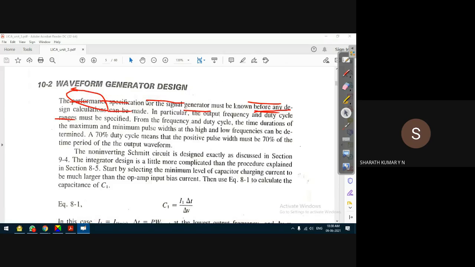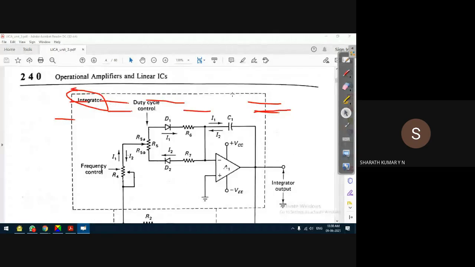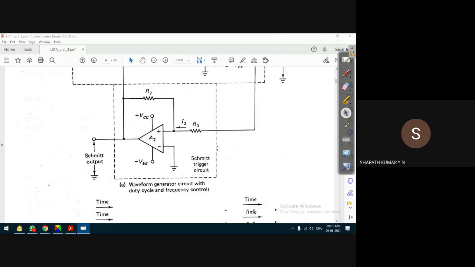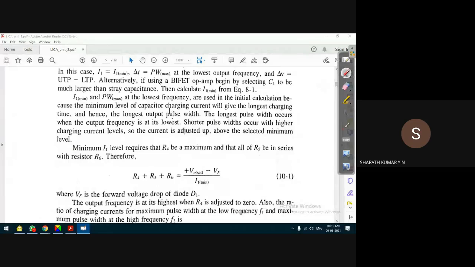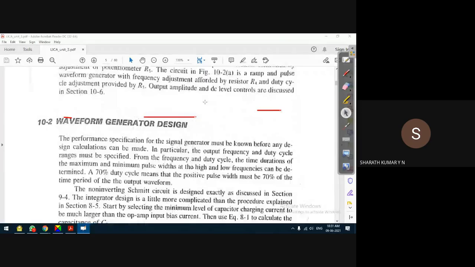If the current is very small, because anyway we have selected the smallest current possible, capacitor charging also takes a longer time. If the current is very large, the capacitor will be charged at a faster rate. So the obvious consequence is that the smaller the current we have taken, the longer the charging of the capacitor. Minimum level of capacitor charging current will give the longest charging time, and hence the longest pulse width possible.